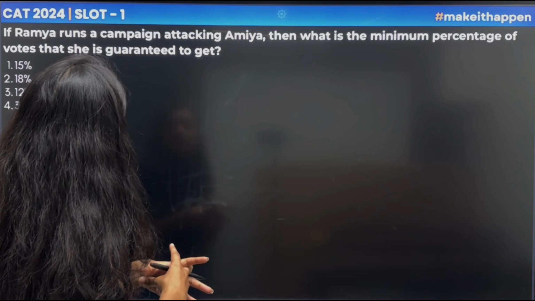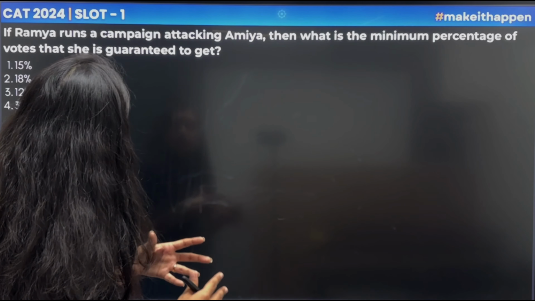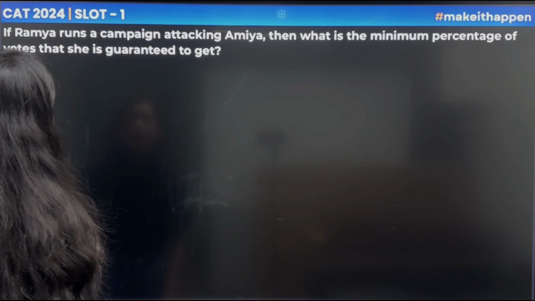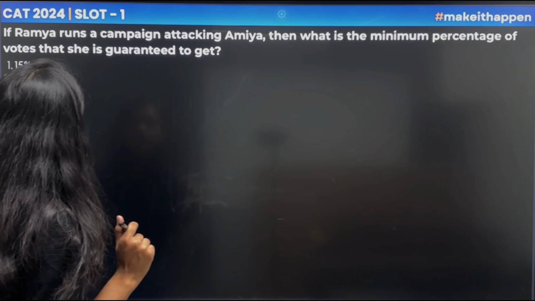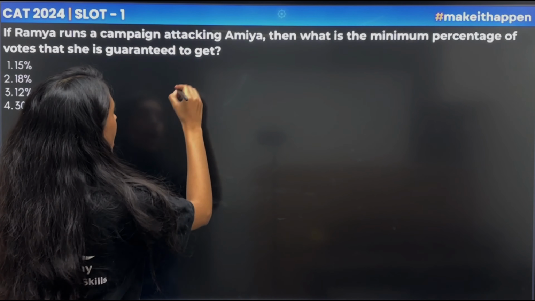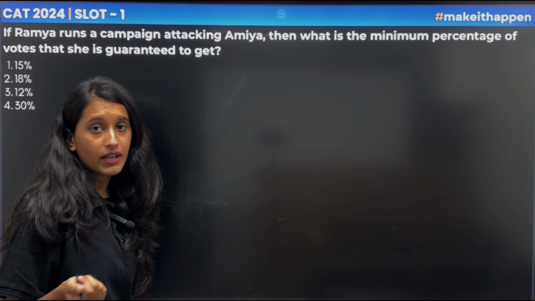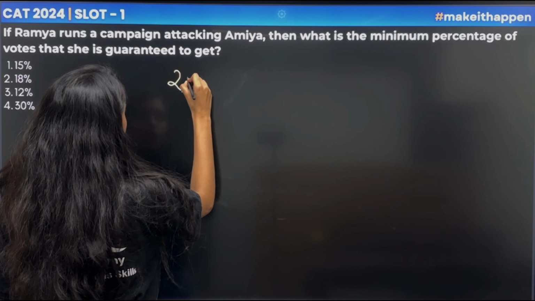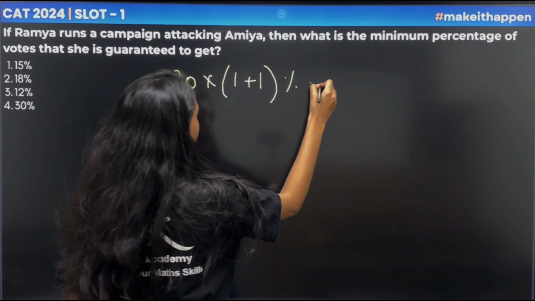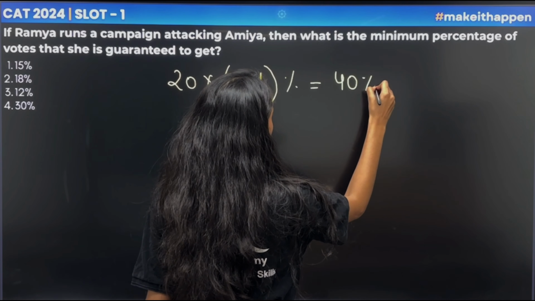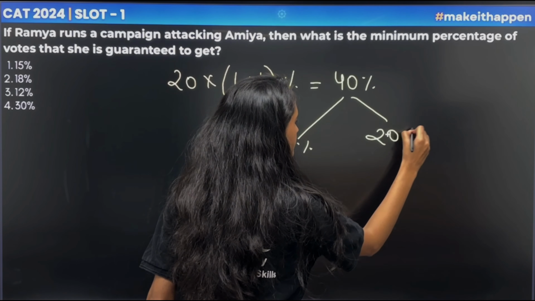If Ramya runs a campaign attacking Amya, then what is the minimum percentage of votes that she is guaranteed to get? If Ramya runs an attacking campaign, then the minimum percentage of votes that she can get would be... Now the minimum percentage of votes is asked, so it would be a staid campaign. Okay, so if it's a staid campaign it would be of the type that is 40%. So Ramya and Amya both will get 20%.